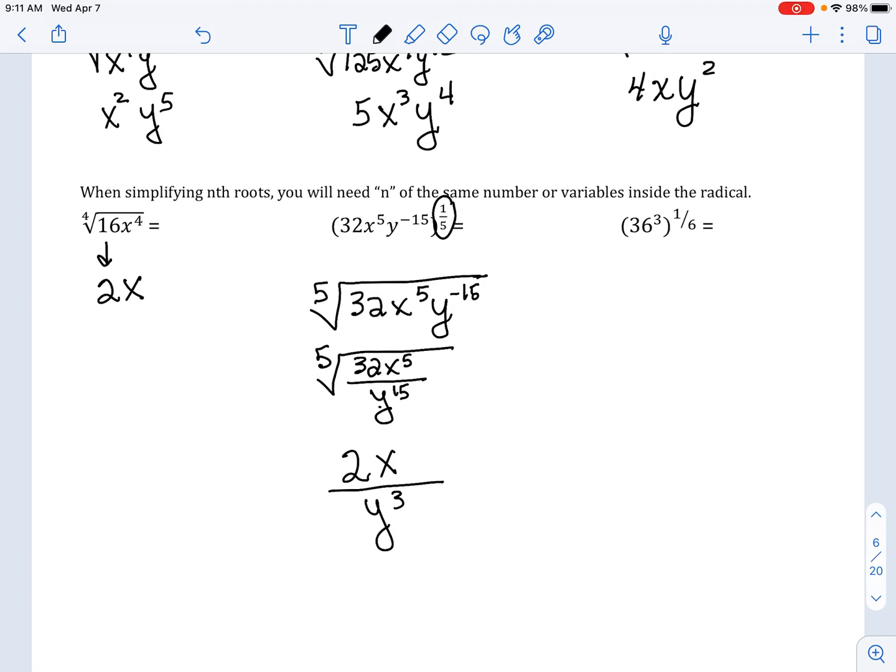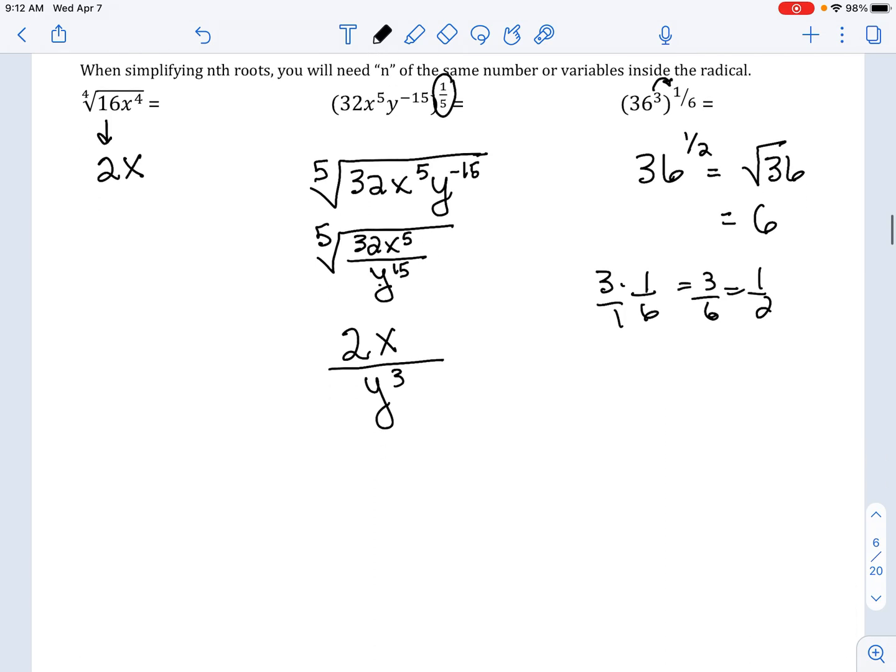36 raised to the 3rd raised to the 1/6. So first let's apply our rule of exponents. Power to the power, multiply. So that's going to be 36 to the 3 times 1 over 6. What does that look like? That's 3 over 6, or 1 over 2. So that's going to be 36 to the 1 over 2, which, as we recall, is the square root. So the 1/2 power is the square root, which is 6.